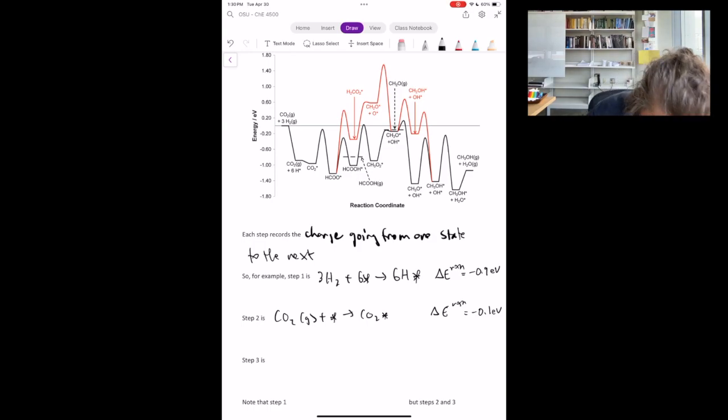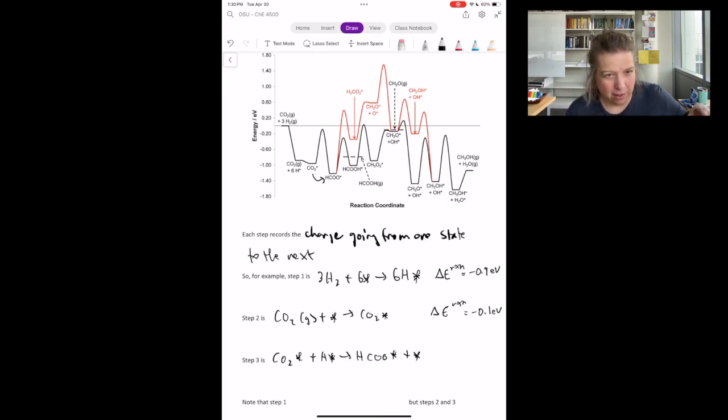Step 3 is going to be this step. So I have CO2 star plus H star goes to HCOO star, and then that's going to give me an extra star. Notice that the diagram doesn't explicitly tell me that I'm reacting a hydrogen. It doesn't explicitly tell me that I'm freeing up a site, but I'm writing that reaction because I know that's what must happen, right? I have to have a balanced chemical reaction.